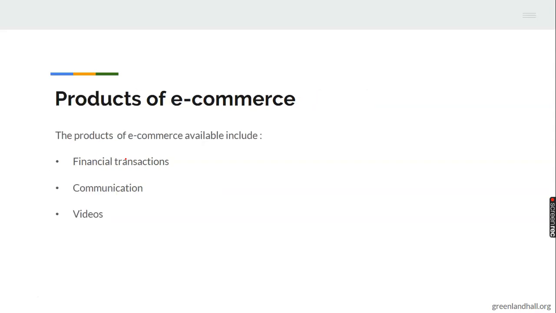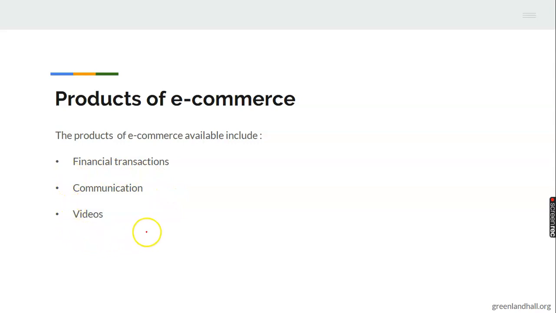What are the various products of e-commerce? The various products of e-commerce that are available include financial transactions. We have different financial transactions that we can embark upon or that we can carry out nowadays, either with our banks or with other financial institutions. Then we have communication also.